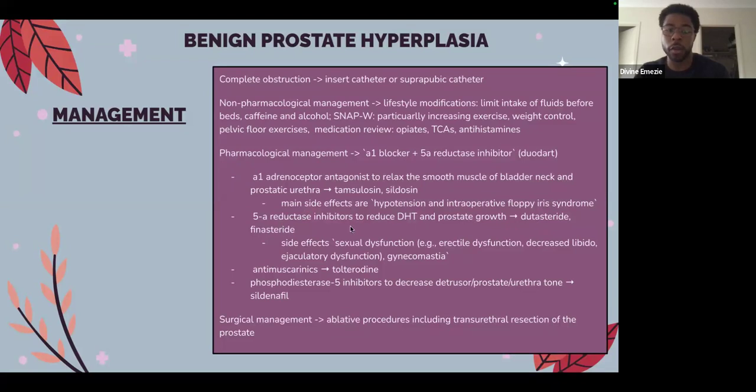So, for example, 5-alpha reductase inhibitors reduce DHT, which is potentially part of the pathogenesis of BPH. But then thinking about the side effects is helpful as well. So hypotension, sexual dysfunction, that's mainly what we're thinking about. And of course, TURP is the definitive option.